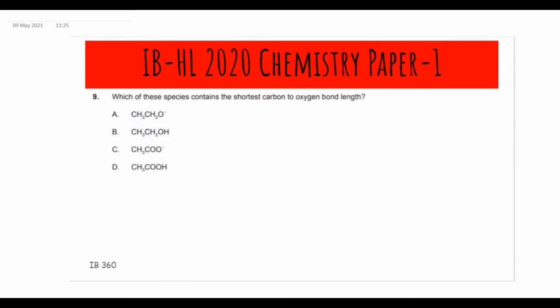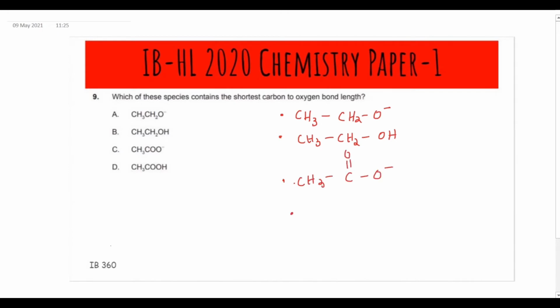Now in this question, you need to identify which of these species contains the shortest carbon to oxygen bond length. Okay. Now again, to solve this question, what we need to do is draw the structures of each of the given compounds. So this is the first one, this is the second one, this is the third one, this is the fourth one.